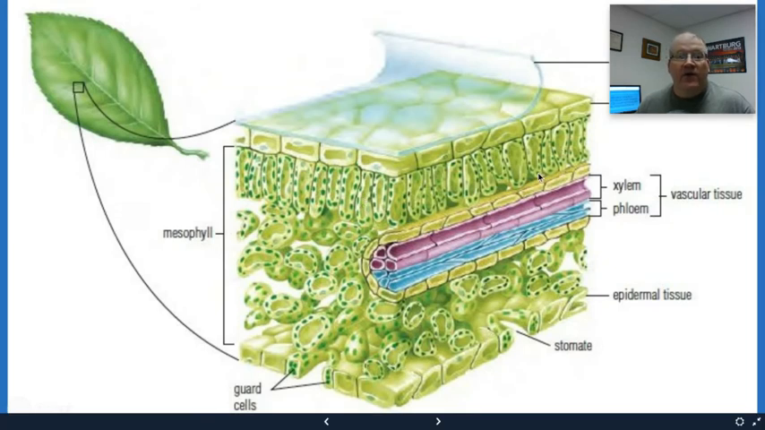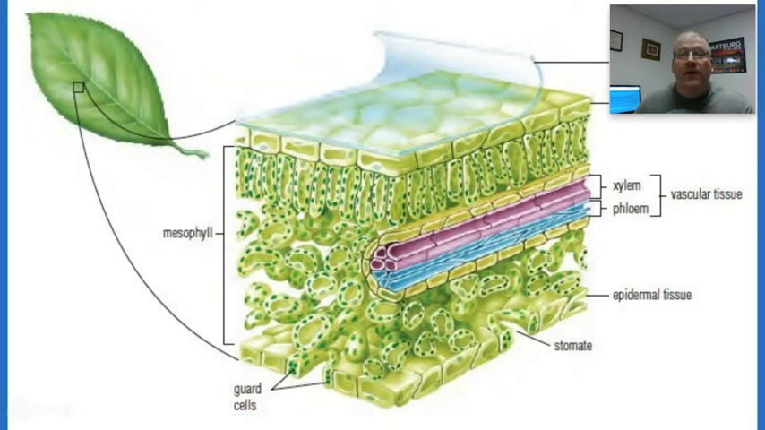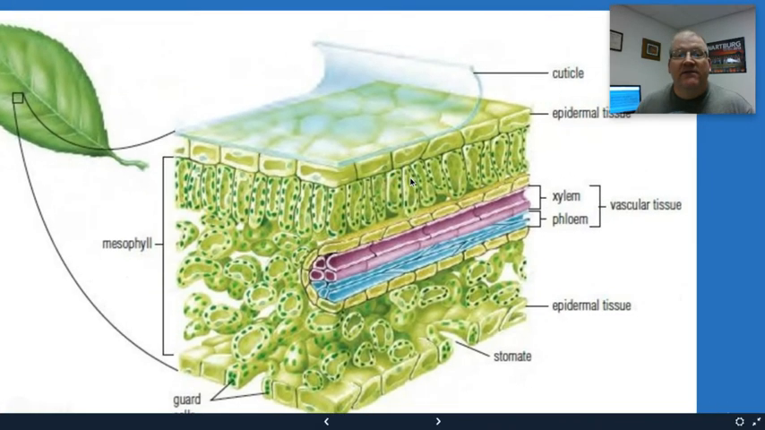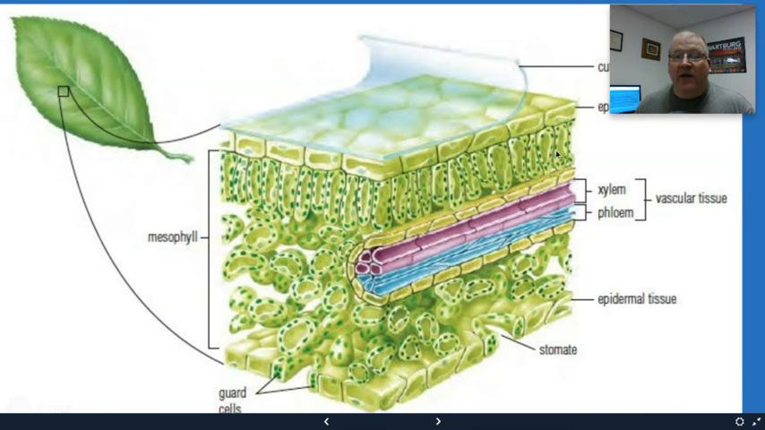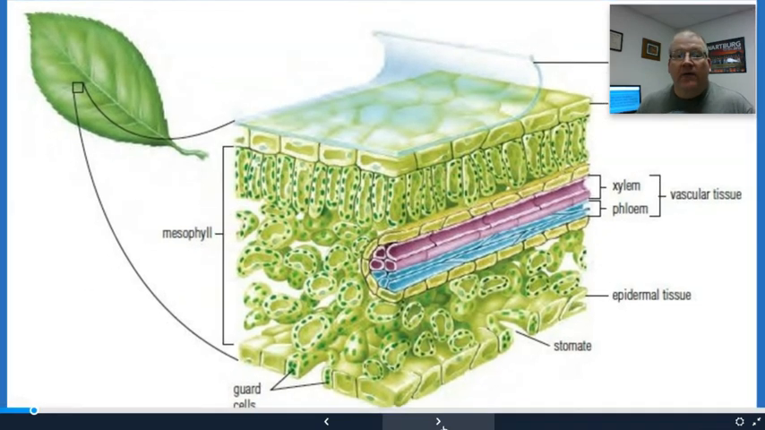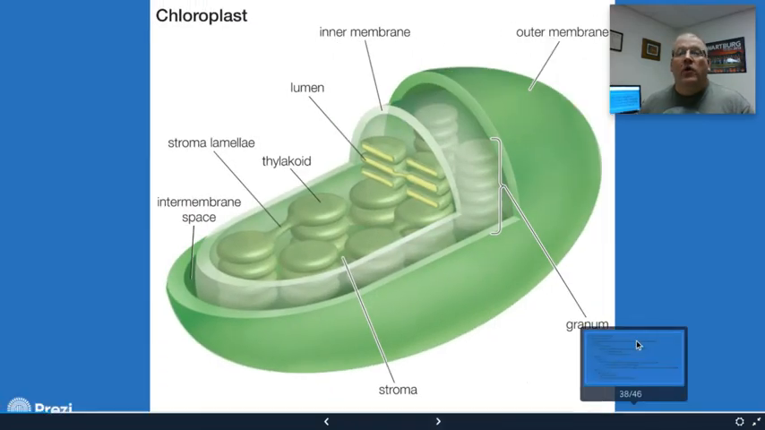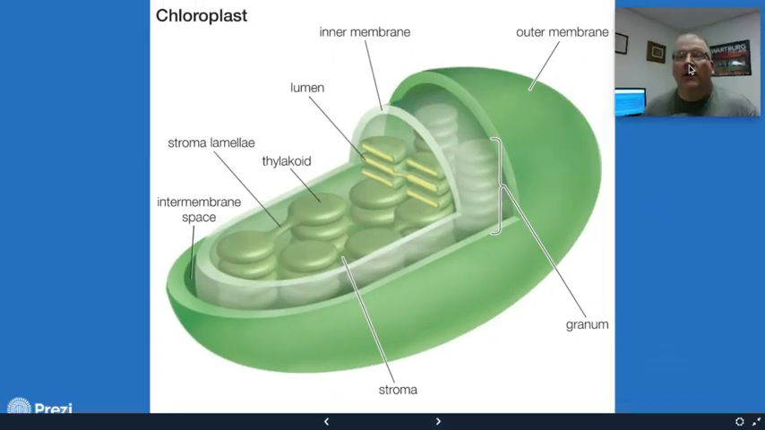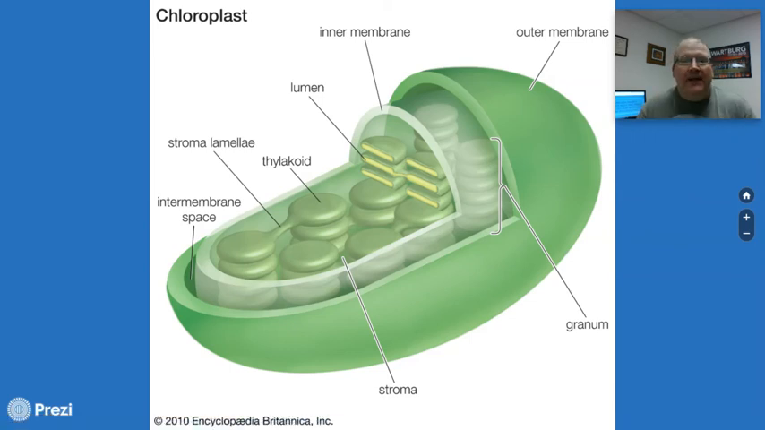This is referred to as the palisade mesophyll. We have a great deal of concentration of these organelles, and those organelles are called chloroplasts. Chloroplasts are the photosynthetic cousin of the mitochondria.